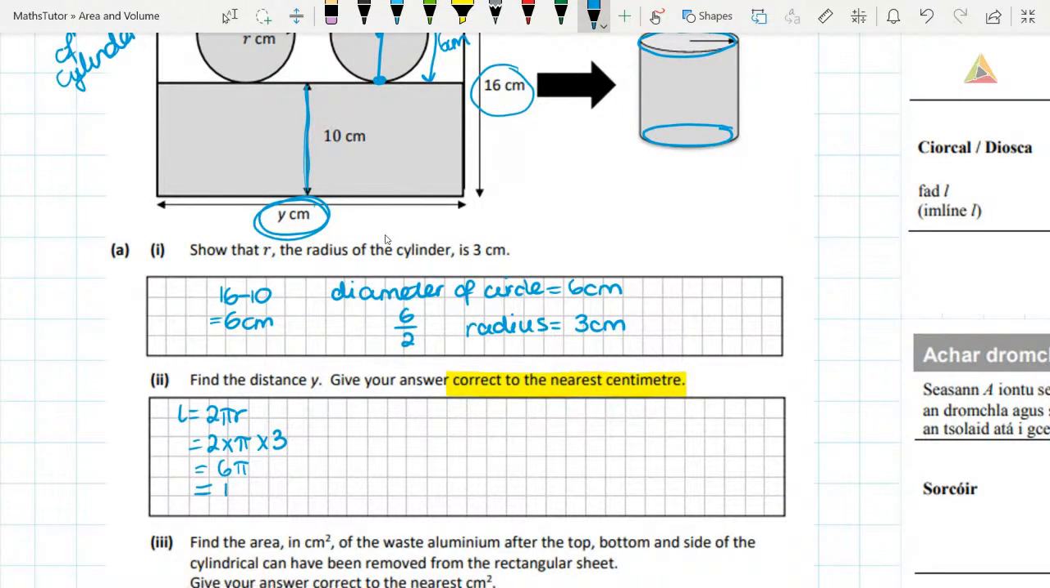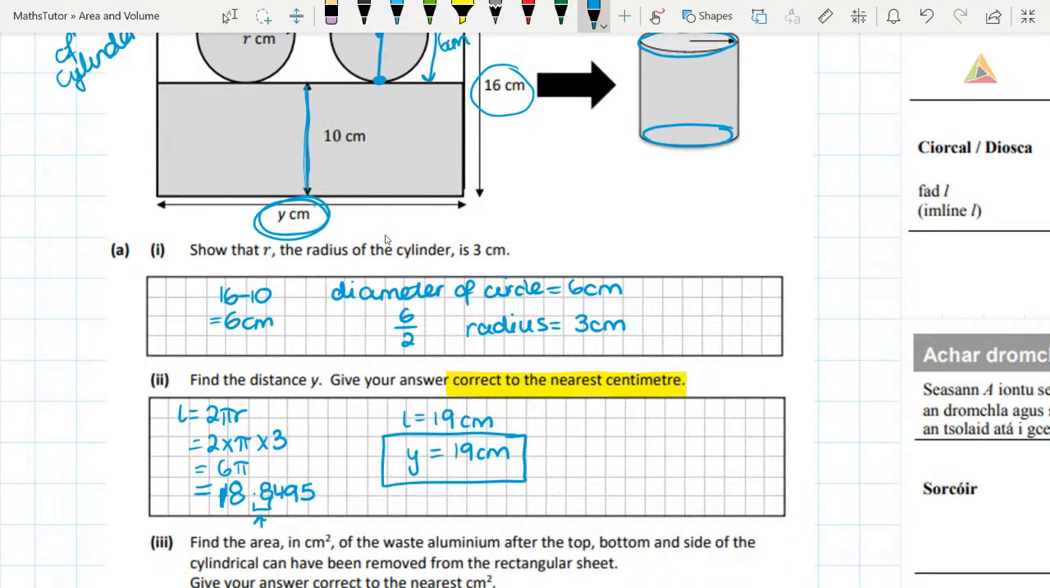and I get an answer of 18.8495. And when I want to round this off to the nearest centimeter, it means I'm not going to have any decimals. So I look at this number here, and that tells me that I'm going to have 19 centimeters. And that was y, was what they called it in our diagram. So we're going to say y is equal to 19 centimeters, and that's correct to the nearest centimeter.